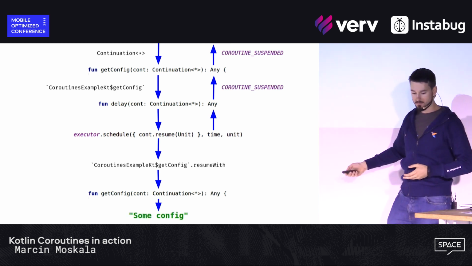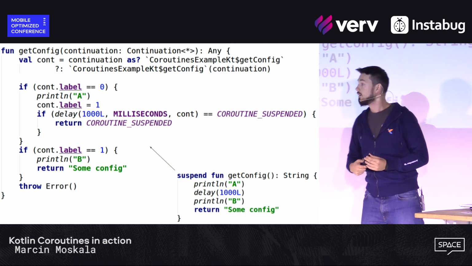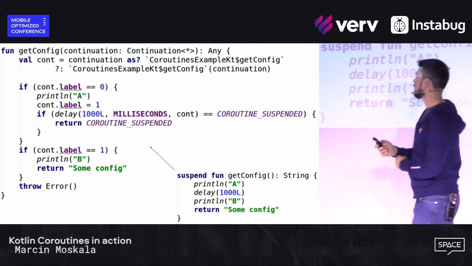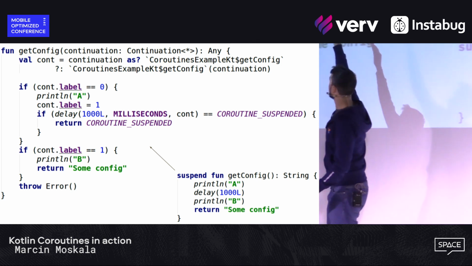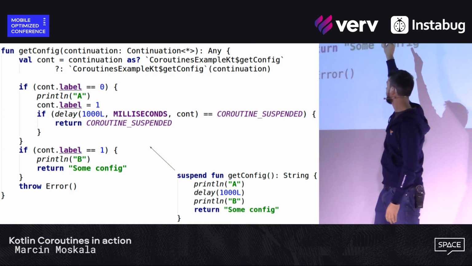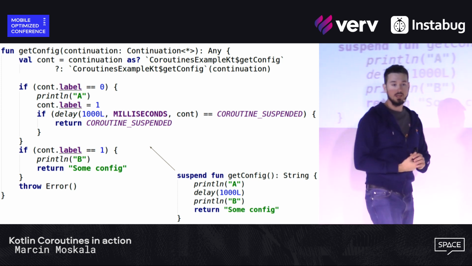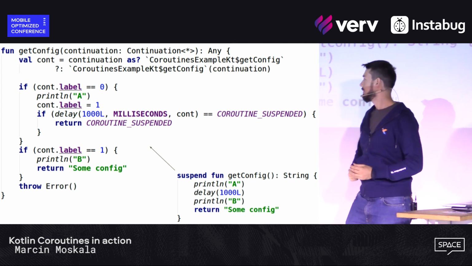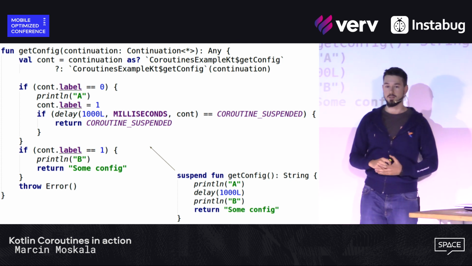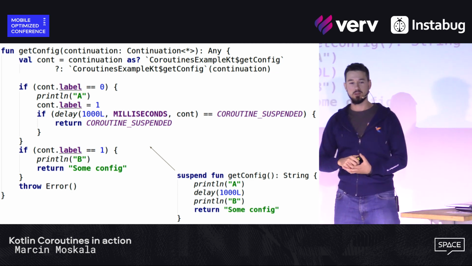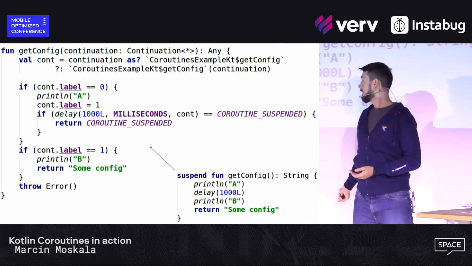So if you go back in here, we already set continuation label to 1. And so when we start this continuation, this getConfig, we will jump directly to this state, so we will just print B and return some config. I know it might be confusing, but you have it all recorded and it will be on YouTube, so we can get back to that.